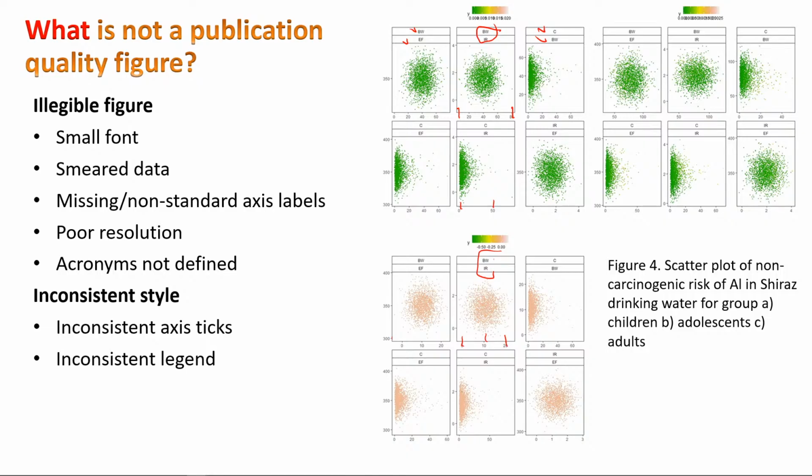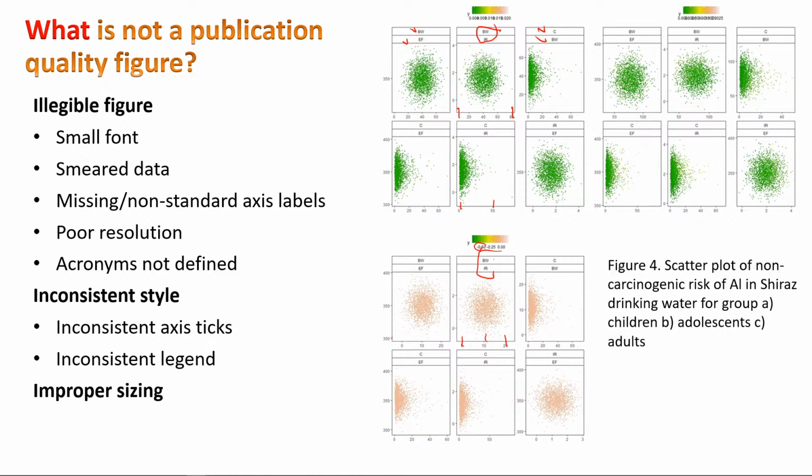The legend is not consistent because, like you see, here it goes from negative 0.5 to 0. Here it goes from 0 to 0.2 to 2. So, see, this is inconsistent. So the legend also is inconsistent. I'm not using this consistently.